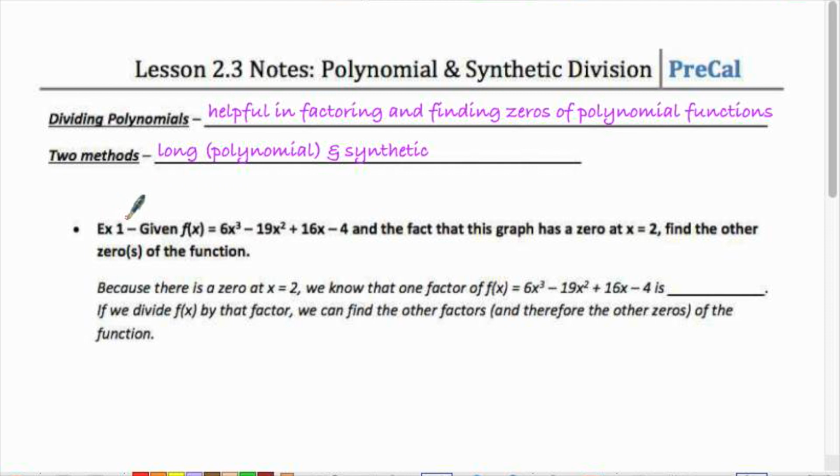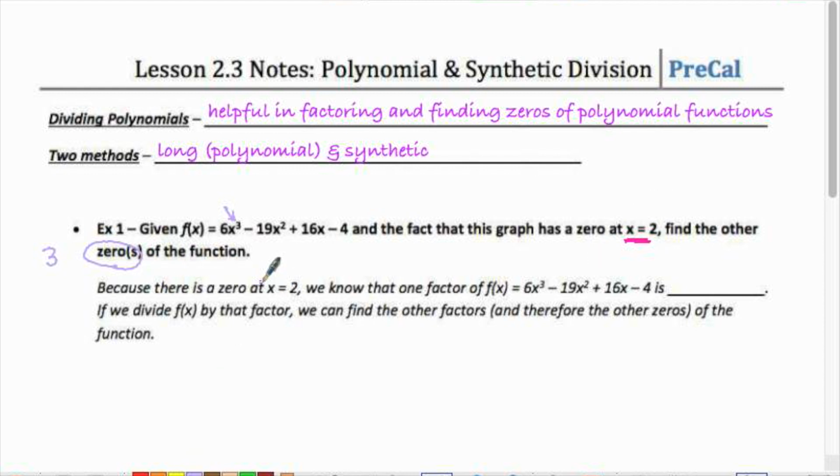All right, so down here for example number 1, we're given this polynomial function, and then we know the fact that the graph has a 0 at x equals 2. We need to find the other zeros of the function. So based off of what we've learned previously, if we look at our degree right here, it's a degree of 3, which tells me there will be a total of 3 zeros. Well, lucky for us, they went ahead and gave us one. They told us that x equals 2.